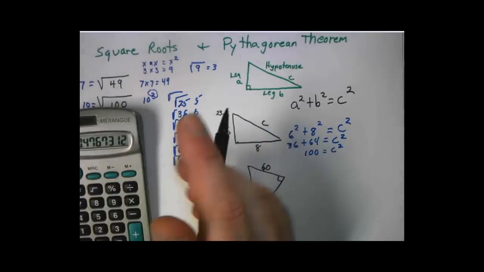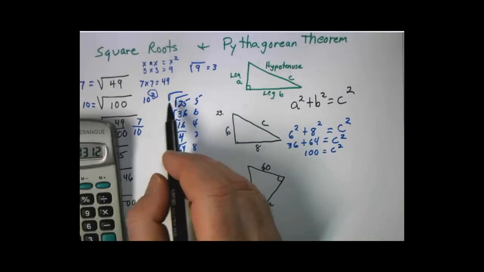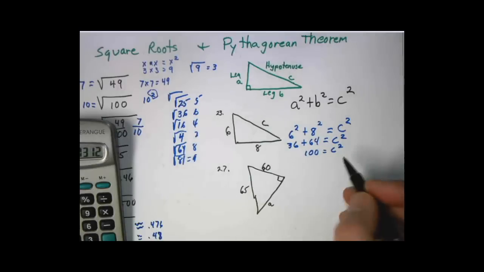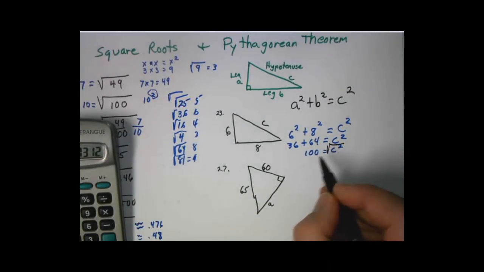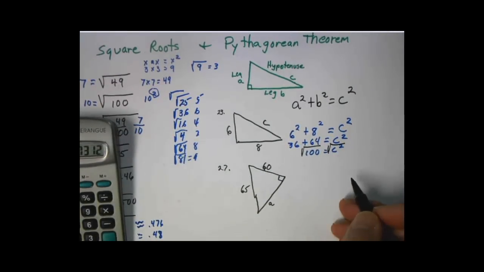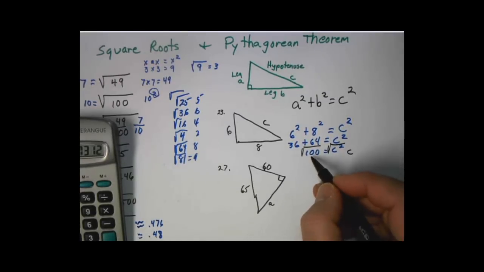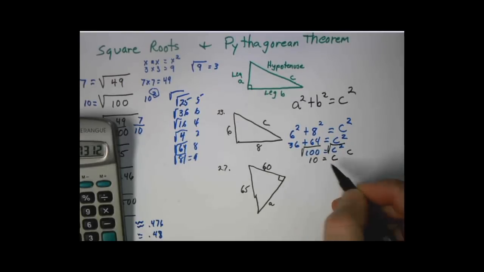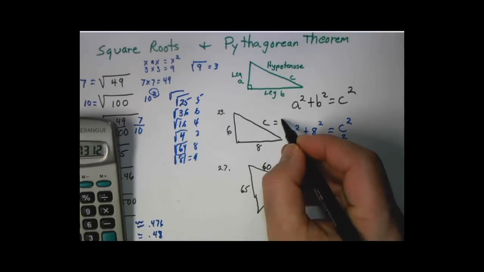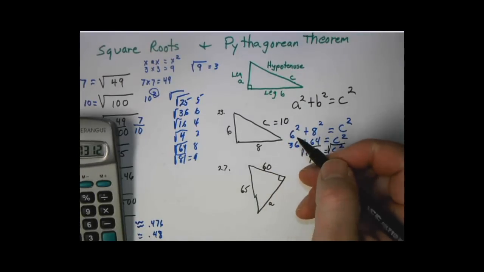And we talked about that these are opposite principles. Squares and square roots are opposite. So then we can take the square root of both of these numbers. Well, the square root of c squared is c, because c times c is c squared. And what times what is 100? 10. So now I've solved this by doing the square root in order to solve this equation. So in this particular problem, c is equal to 10.